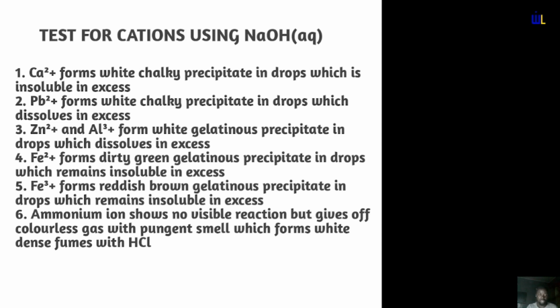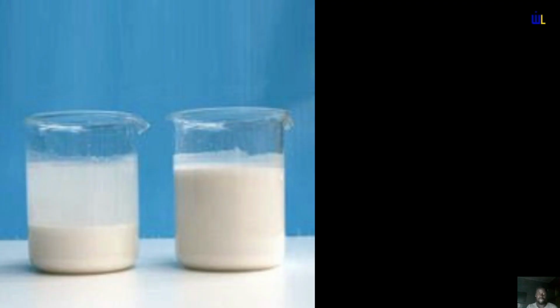And let me show you what I mean when I say a white chalky precipitate. If we consider the image we can see on the screen now, you will notice that the precipitate is more like chalk dissolved inside water, and that is why it is referred to as chalky. The other thing about chalky is that chalky precipitates usually settle at the bottom after they are formed, as you can see on the image on the left. Basically, that particular precipitate settled at the bottom. That's actually the difference between the chalky and the gelatinous. And have this in mind, you could say chalky, you could also say powdery. These things represent the feature of calcium ion.